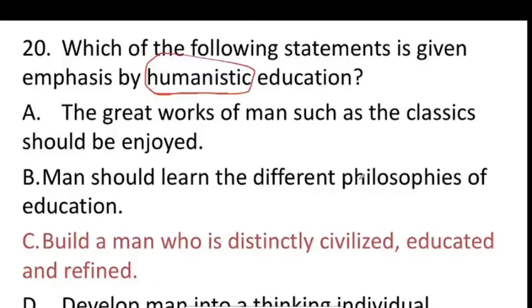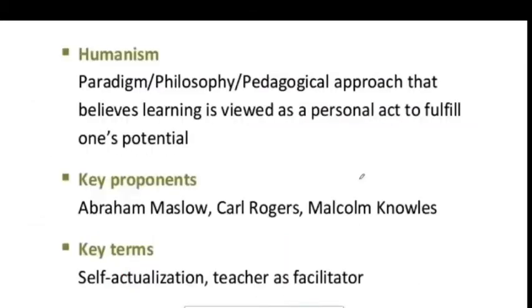Now let's take a look at the next slide to check our explanation. Humanism is an approach that believes that learning should be viewed as a personal act to fulfill one's potential. If you are a believer of humanism, then you should think of learning as the act of fulfilling your own potential. Some key proponents for this are Abraham Maslow, Rogers, and Malcolm Knowles. Your key terms would be self-actualization, which we always hear from Abraham Maslow. Then the teacher is just a facilitator.